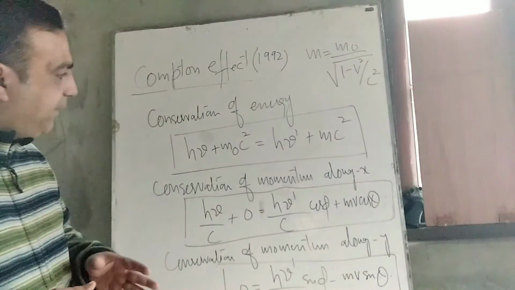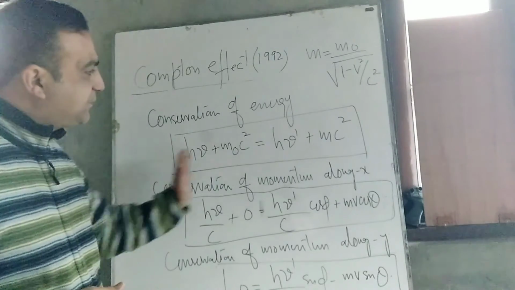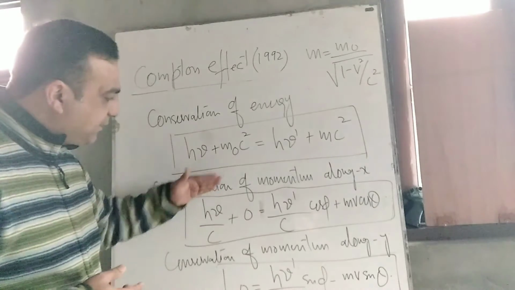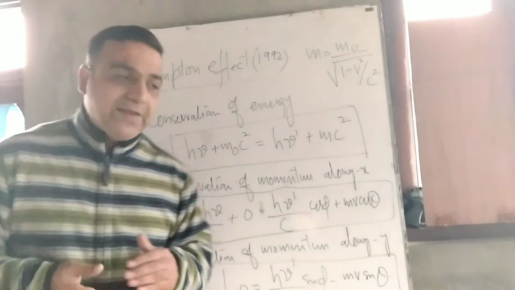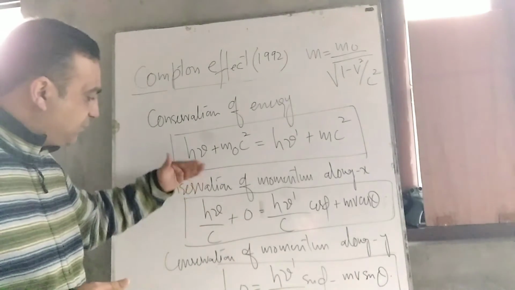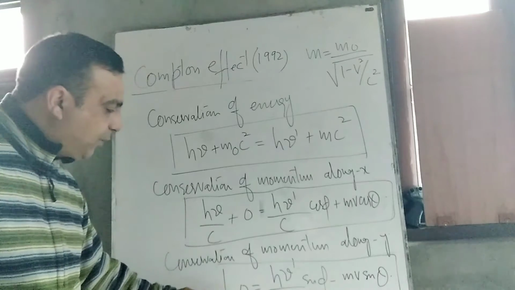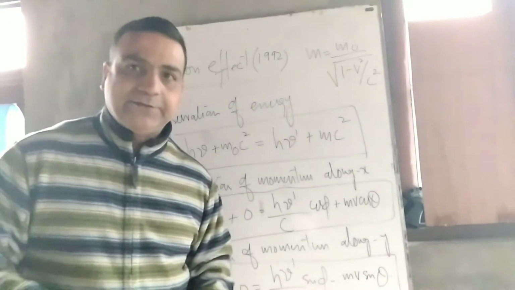So probably we are here with three important equations. The first equation is conservation of energy in this collision process. Then the other two equations involve the conservation of momentum. This equation is the conservation of momentum along the x-axis, and the next equation is the conservation of momentum along the y-axis.